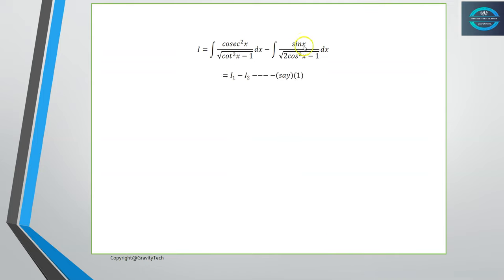Now let's say I1 and I2. We will solve I1 separately and I2 separately. So I1 is cosec square x upon under root cot square x minus 1 dx, right? So let cot x be equal to m. Sorry, it should be cot x, not cot square, so please correct this. cot x is equal to m. So cosec square x dx will be what? Minus dm. So what will this become? Minus dm upon under root m square minus 1.